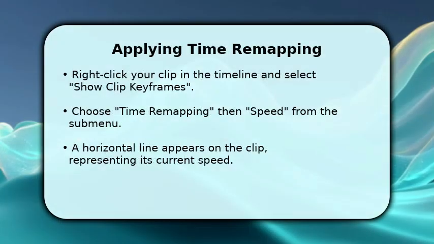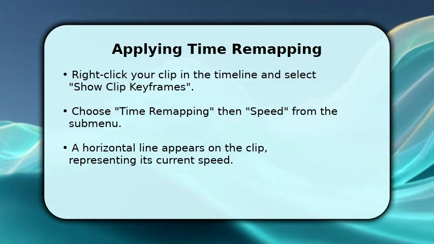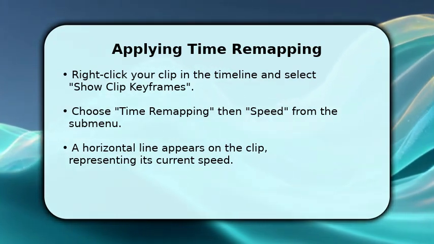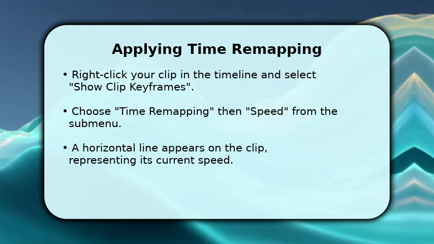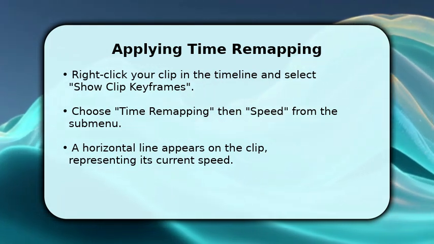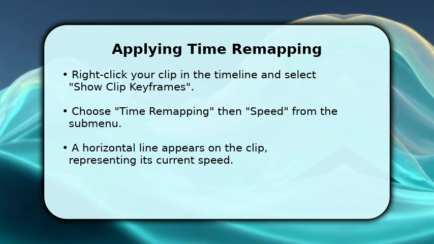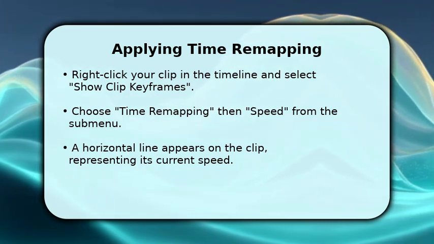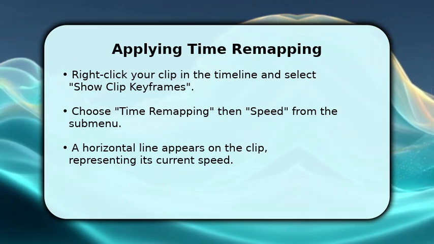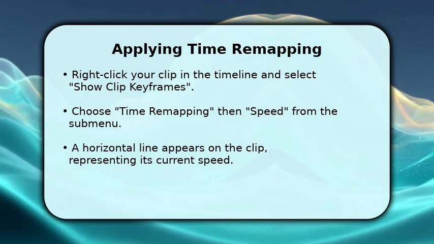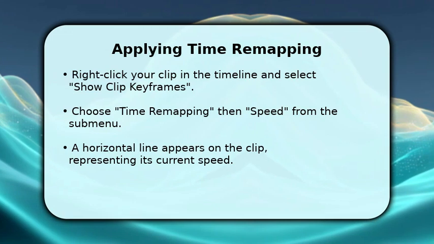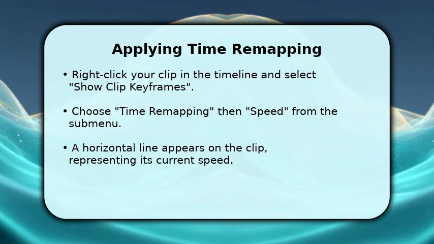To begin, locate your desired video clip in the Premiere Pro timeline. Right-click on the clip and navigate to the Show Clip Keyframes option. From there, hover over Time Remapping and then select Speed. You'll notice a horizontal line appear across your clip. This line visually represents the current playback speed of your footage. This is your starting point for manipulating time.